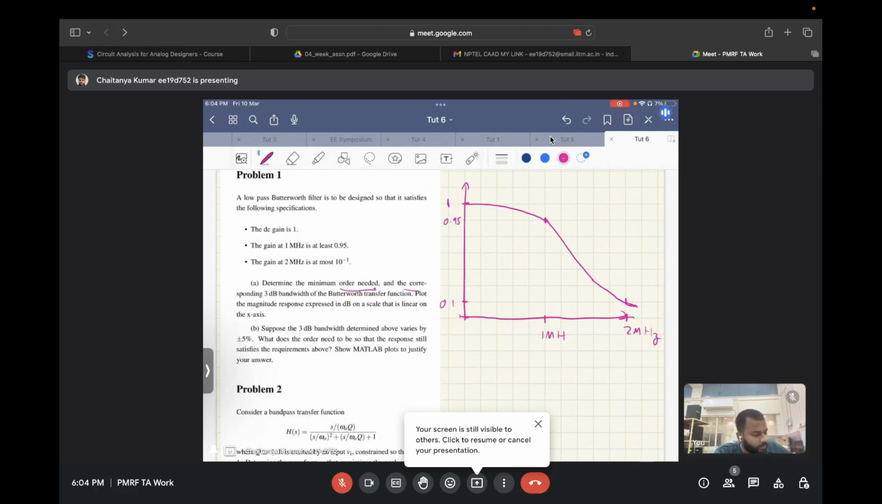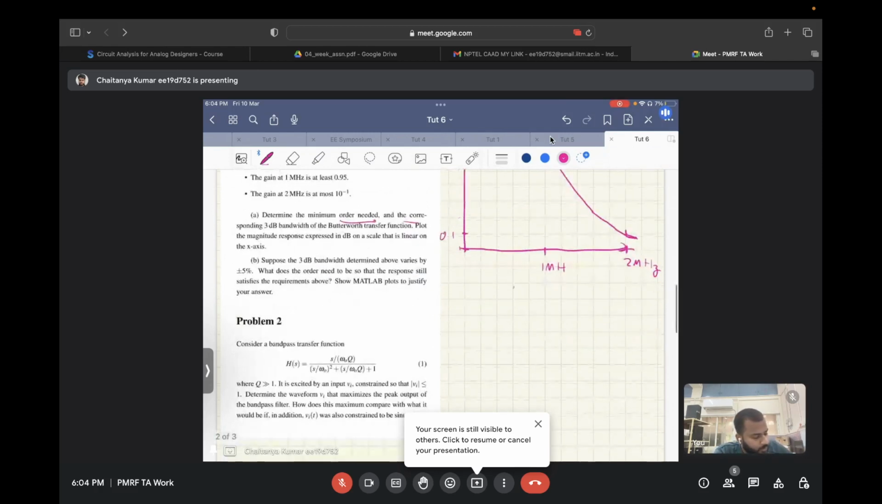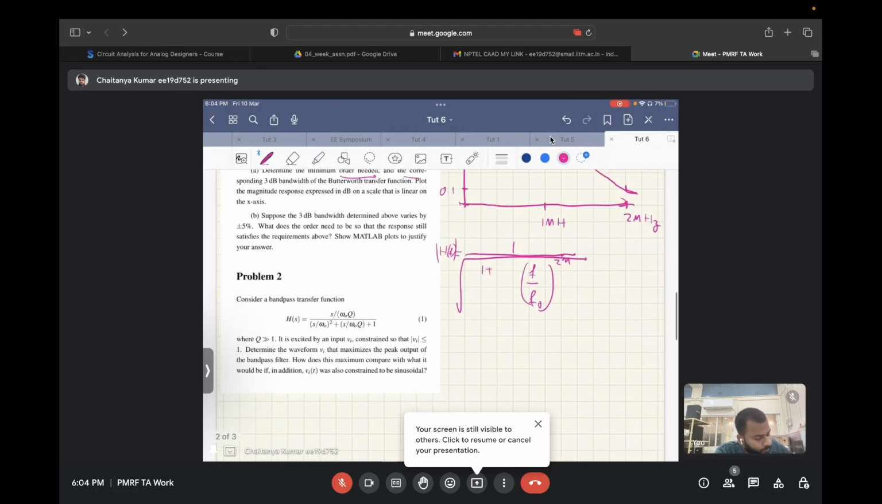So how to proceed with this is, we know that for an nth order Butterworth filter, the frequency response is 1 upon 1 plus f over f naught to the power 2n, and its square root. This is the frequency response that we have for a Butterworth filter, right? Yes, sir. Exactly.